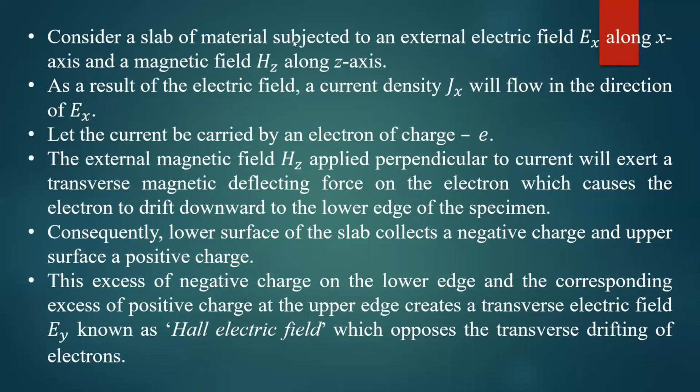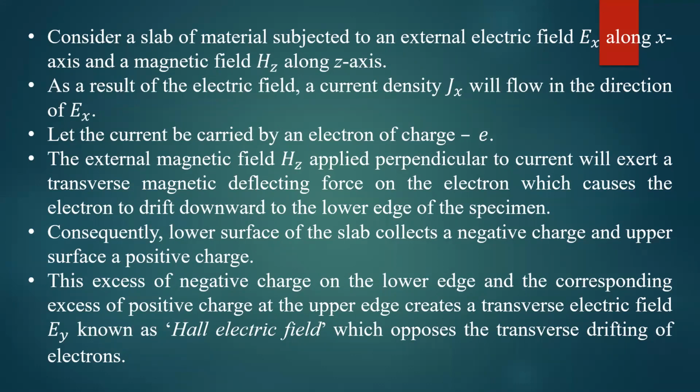Consider a slab of material subjected to an external electric field Ex along the x-axis and the magnetic field Hz along the z-axis. Already I have explained to you. A slab-shaped, three-dimensional material is considered, in which a battery is connected to that slab, which is nothing but the external electric field Ex applied along the x direction, so that current is going to flow along the x direction, and a magnetic field is applied along the z direction, that is perpendicular to the flowing current.